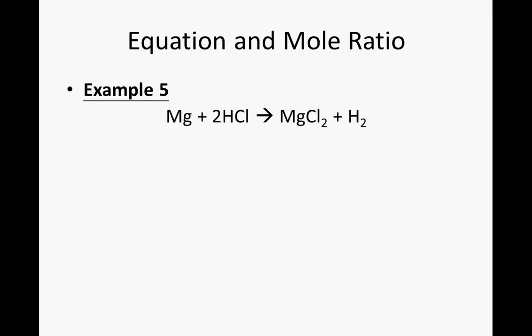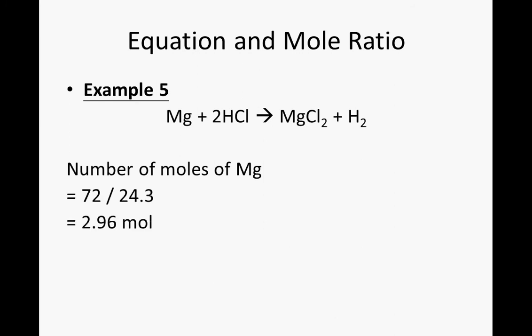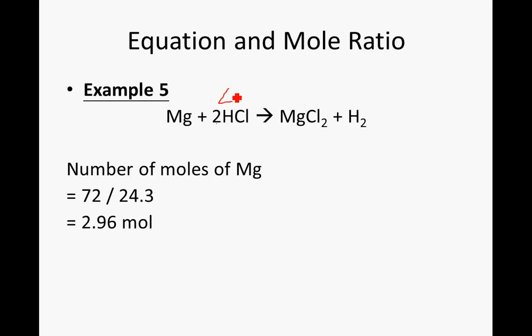So after you obtain the chemical equation, you can calculate the number of moles of Mg, which is 2.96 mole. Just now you see that how many moles of HCl? 4 mole, right? Okay, let me write it for you: 4 mole of HCl and 2.96 mole for Mg.